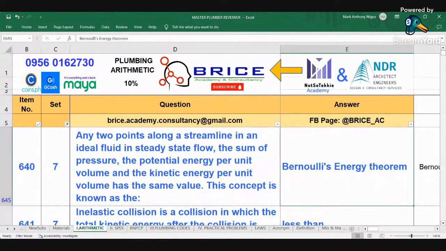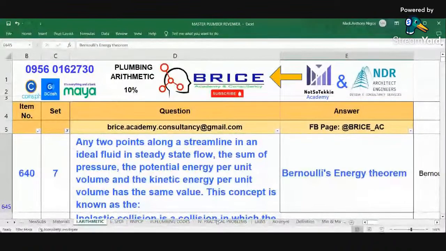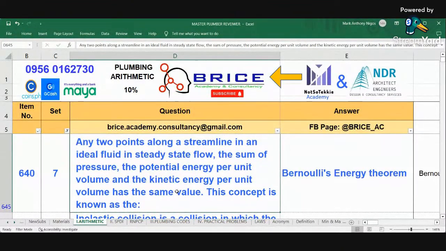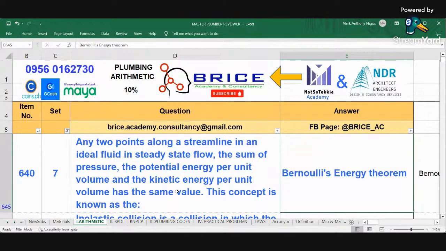Yun, 640. Matapos tayo. Any two points along a streamline in an ideal fluid in steady state flow, the sum of pressure, potential energy per unit volume, and the kinetic energy per unit volume has the same value. This concept is known as the, answer is Bernoulli's energy theorem.